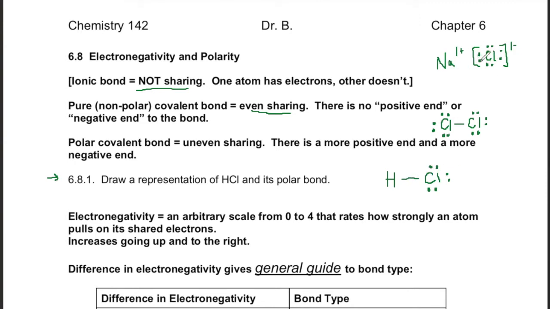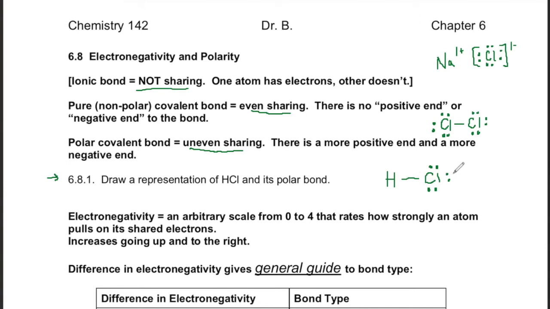And then this case would be when one kid just takes the toy away from the other kid and goes off and plays somewhere else and doesn't let this other kid have a turn at all. So ionic would be not sharing, nonpolar covalent bonds are even sharing, and then polar bonds are uneven sharing.